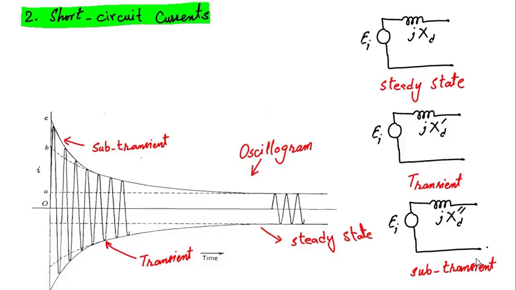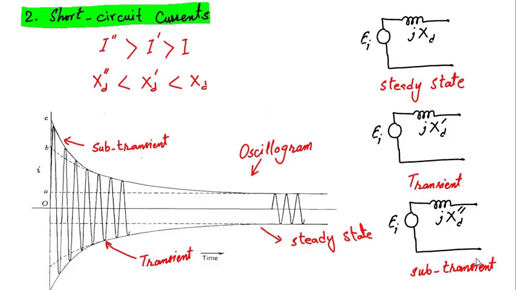So let's see the relationship between these three impedances. As we know that sub-transient current is highest, then we have transient current, and then we have the steady state current. In the same way, sub-transient impedance is the least one, then transient impedance, and then we have steady state impedance. This steady state impedance is also known as synchronous impedance.